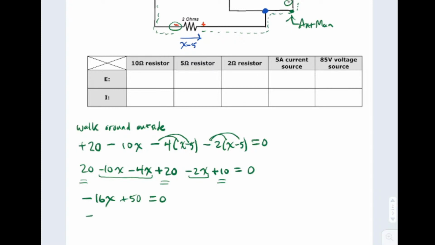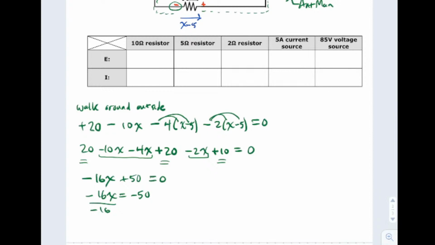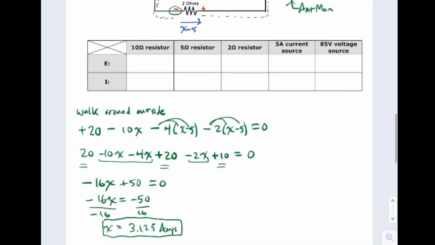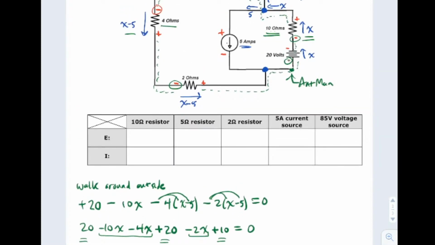And I think what I'll do this time is I'll subtract the 50 on both sides like this. And then I should divide both sides by the negative 16 like this. And let's get a decimal out of this thing. 50 divided by 16 is, I'm getting like 3.125. And this would be amps. And that's part of our answer. X is 3.125 amps. Question, where do we put it in the table here? Well, you refer to your circuit diagram again, and you say, well, here's where X is. It's going through the 20 volts.